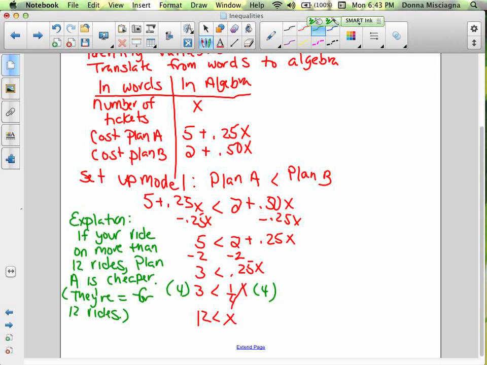And if you don't like rides, then you should do Plan B, where you spend more per ride, but you don't have to spend as much. So if you're not going to go on any rides, who cares how much you spend? All right, so that's that problem. We used an inequality to solve a real-world problem, and we found that if we're going to go on more than 12 rides, we should go with Plan A.